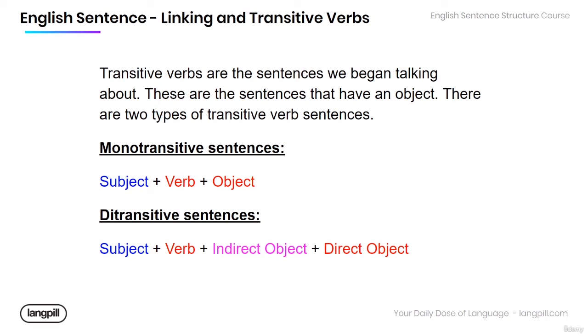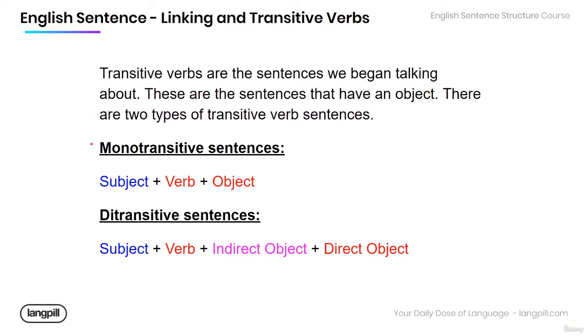So, transitive verbs. These are the sentences that we started talking about, okay? In the beginning, I said all sentences have a subject, verb, and object. Now, while that maybe wasn't 100% true, I said it because it's best to think in that way. So, when we think about a sentence that always has a subject, verb, and object, these are sentences that are using a verb in the transitive verb format, okay?